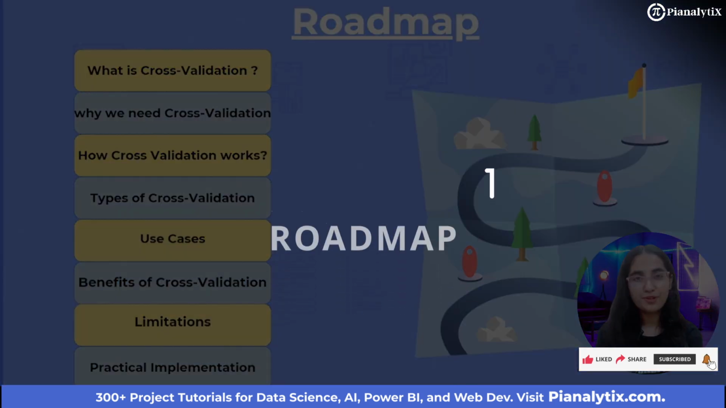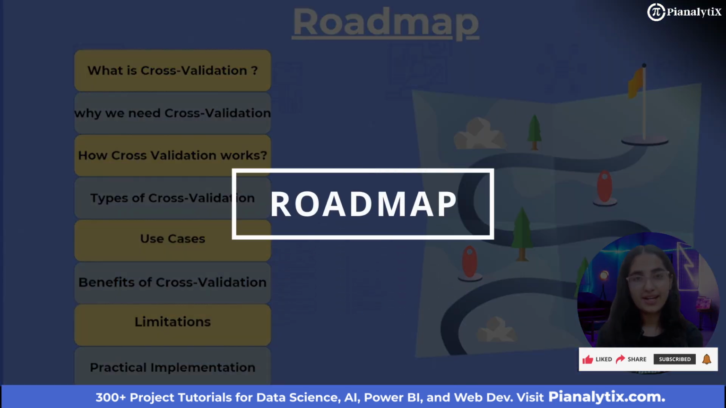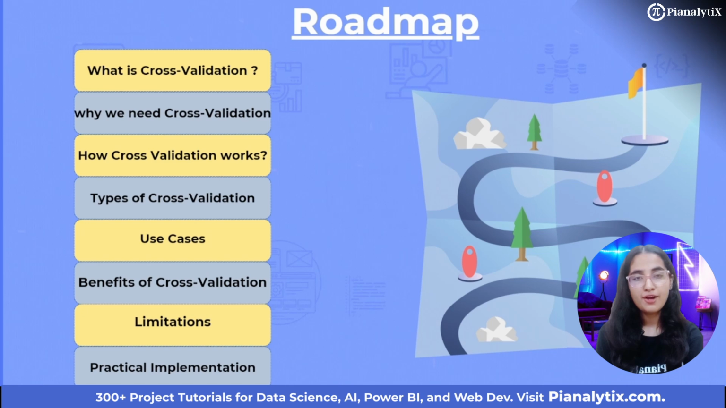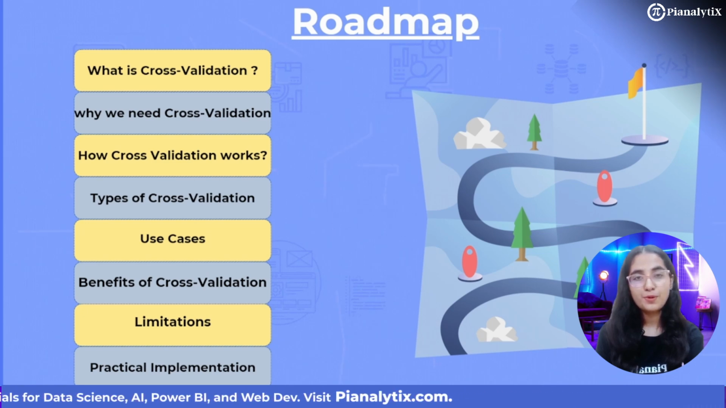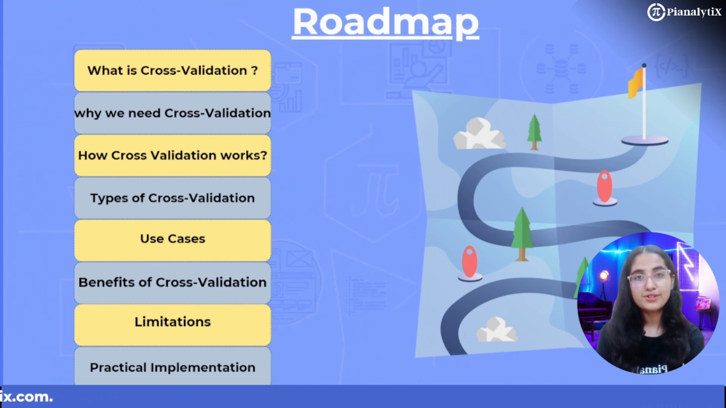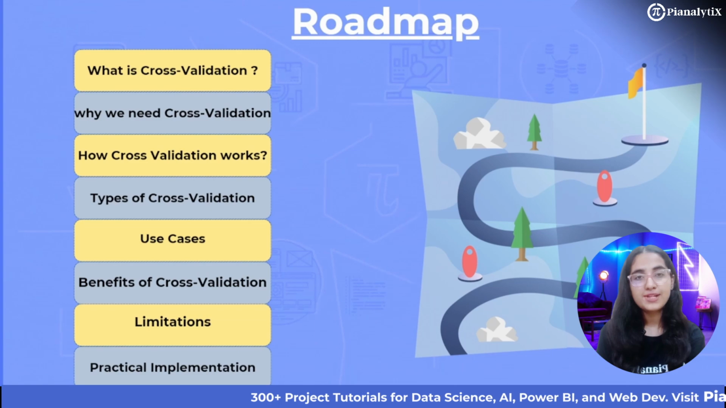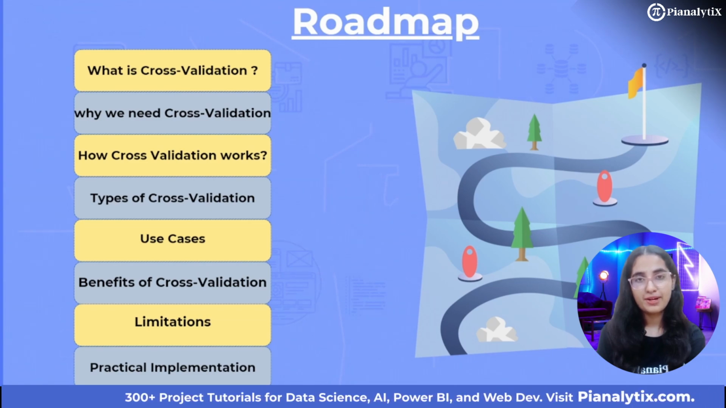Here's the roadmap for today. We'll start by understanding what cross-validation is, followed by why we need it and how it works. Then we will explore the types of cross-validation and look at each use case. We will also cover the benefits of cross-validation and then we'll discuss its limitations and finally implement everything in Python. So let's break down each part one by one.